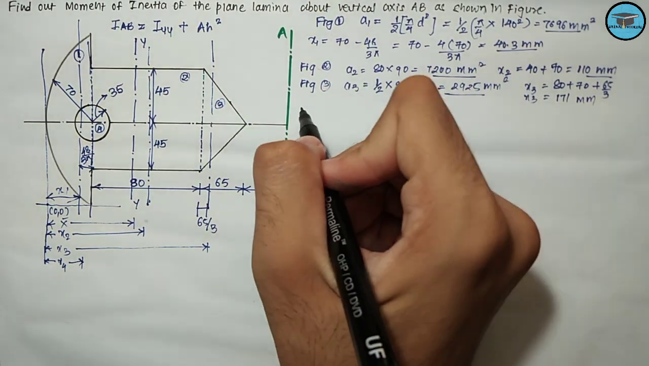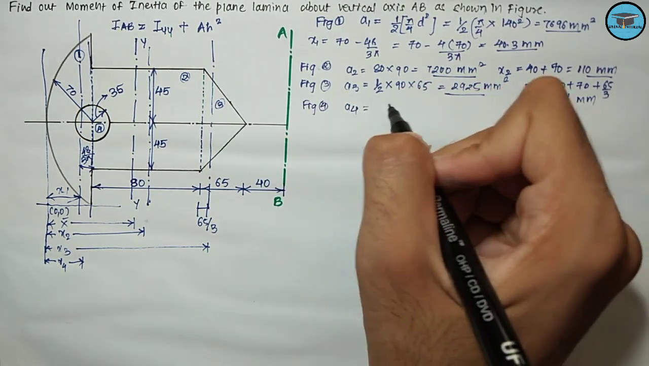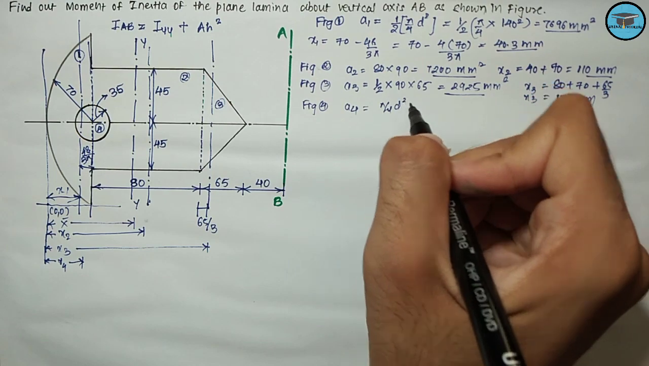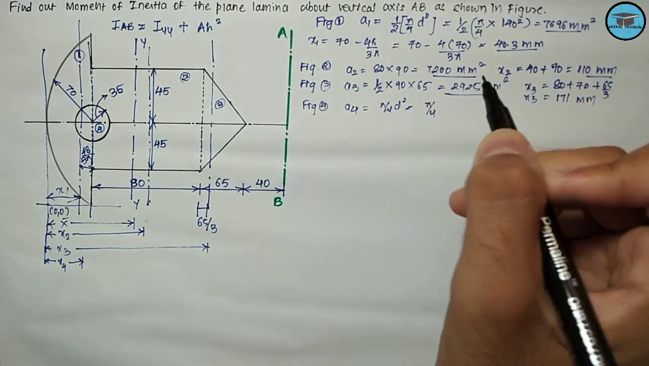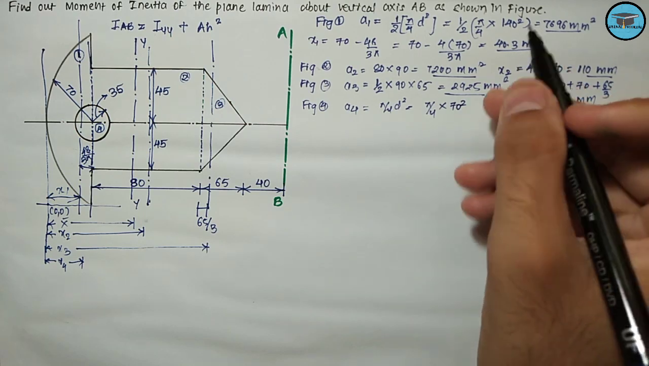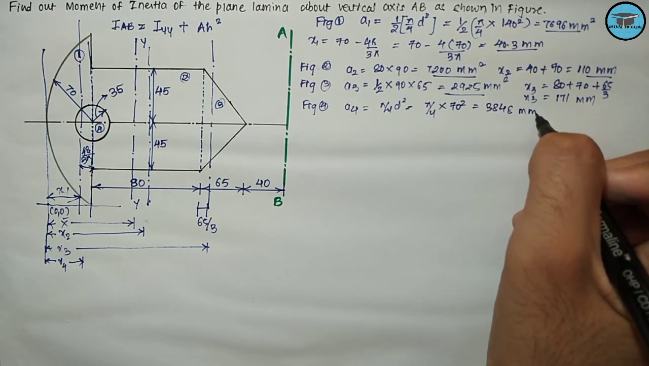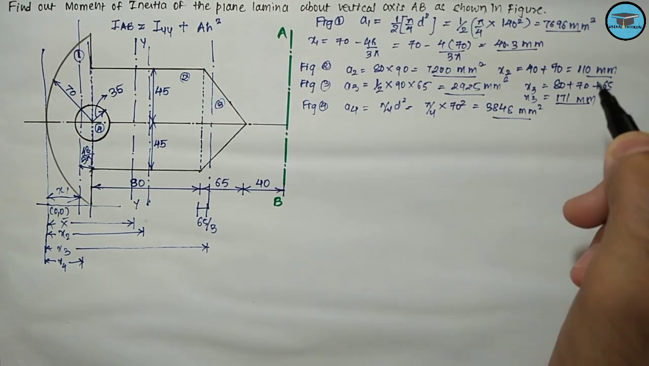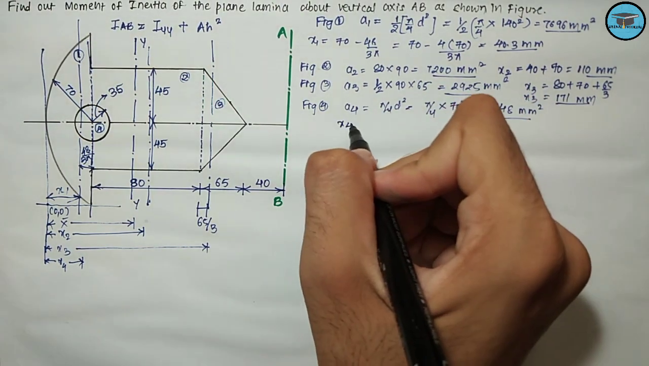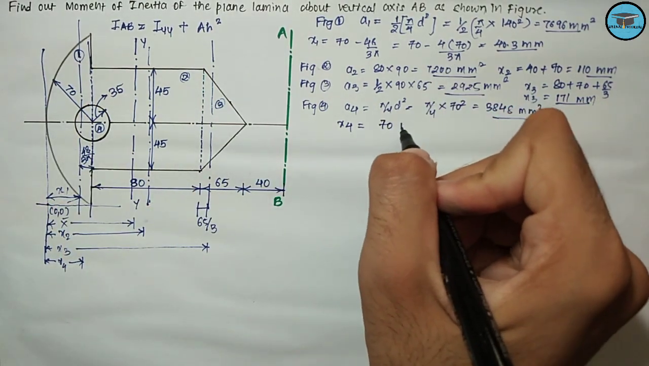Okay, now similarly for the figure 4, that is hole. So the A4 can be given as pi by 4 into diameter square. So that is equals to pi by 4, diameter is given as 70. So 70 square. So the value comes out to be 3848 mm square. And the value of x4 can be given as this much distance, that is 70 mm.